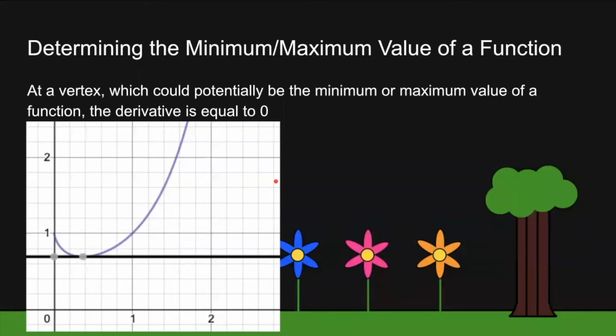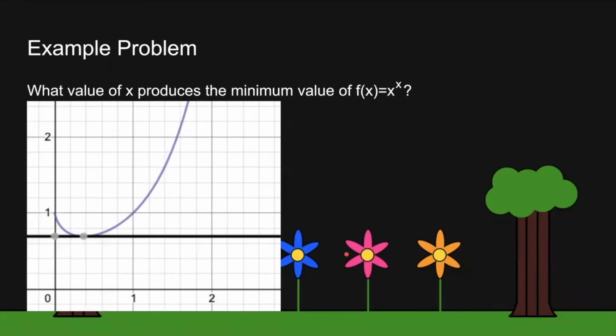All right, so first off, minima-maxima. That is basically determining the minimum or the maximum value of a function. And the way you do that is at a vertex, which could potentially be the minimum or maximum value of a function, the derivative is always equal to 0. So we can use that to find the minimum or maximum value. All right, so now here's an example problem.